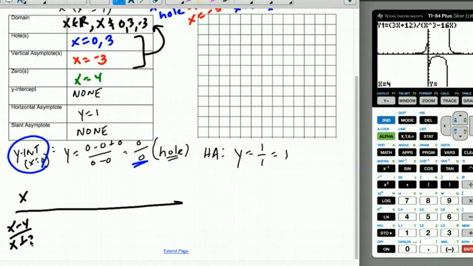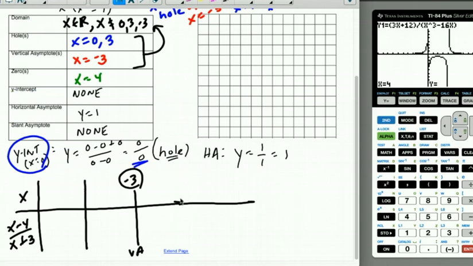Okay, so I need to make sure that I put my vertical asymptote in the middle of my table. So that seems to be a negative 3 is the vertical asymptote, right? So when I put my values here, I need a couple values on either side of negative 3. So I'm going to go ahead and pick a negative 4 and a negative 5 to the left, and I'm going to go ahead and pick a negative 2 and a negative 1 to the right.